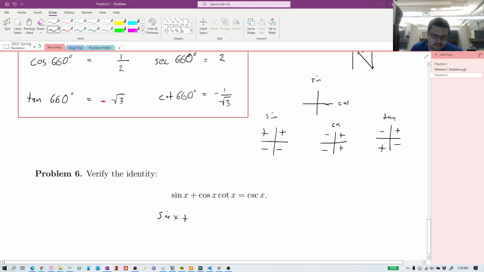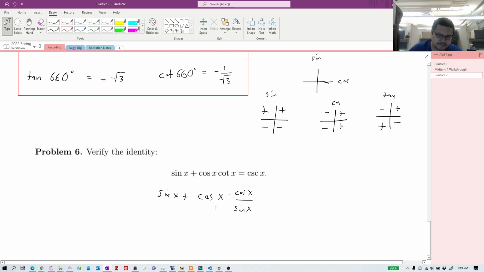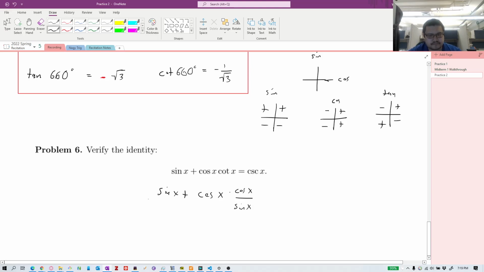So let's manipulate the left-hand side. Maybe we can also manipulate the right-hand side. Cosine x, cotangent is cosine over sine. Okay, now I see it, I think. So I'm just trying to divide things. Here, you see that the cosine and cosine are going to become cosine squared. And then you have a sine squared, or sine x.